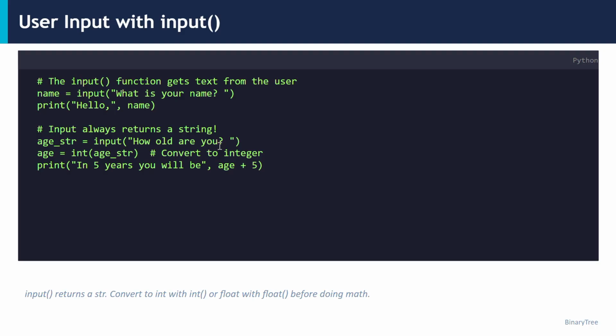But here's the critical catch. Input always returns a string, even if the user types a number. So if you want to do math with it, you have to convert it first, using int for a whole number or float for a decimal. Miss that step and your math will break if you're using the input value or variable to do some kind of computation.